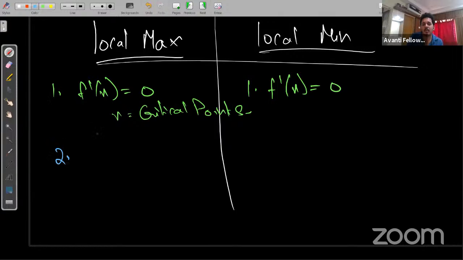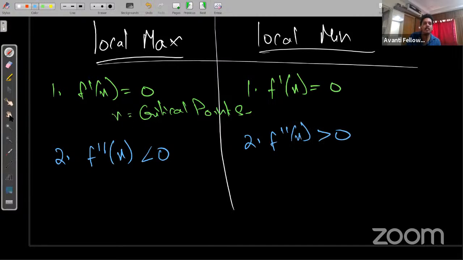What is the second condition for local maxima? F double dash of x. What happens to my double dash of x for maxima? For local maxima, what happens to my double derivative, guys? Very good, guys. So it is negative. It is less than 0. You should say less than 0. For local minima, what is the condition? F double dash of x is greater than 0.